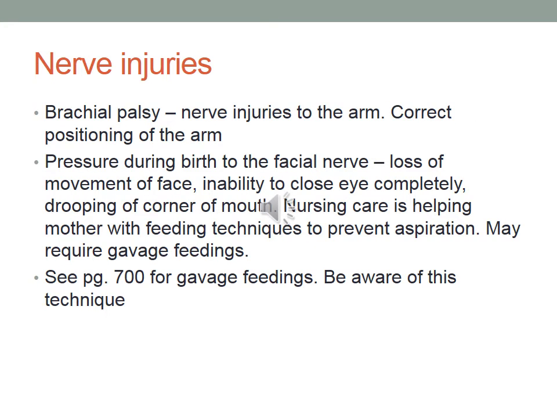Nerve injuries that might be present after a traumatic birth. Brachial palsy, nerve injuries to the arm, correct position of the arm. Pressure during birth to the facial nerve, loss of movement of the face, inability to close the eye completely, drooping of the corner of the mouth.